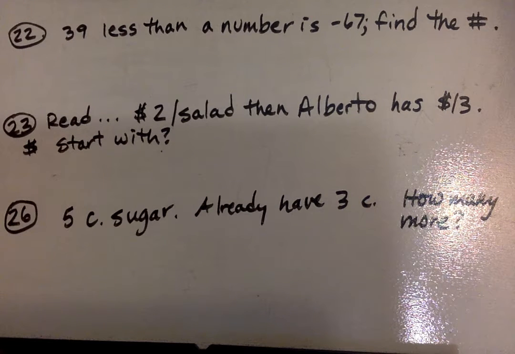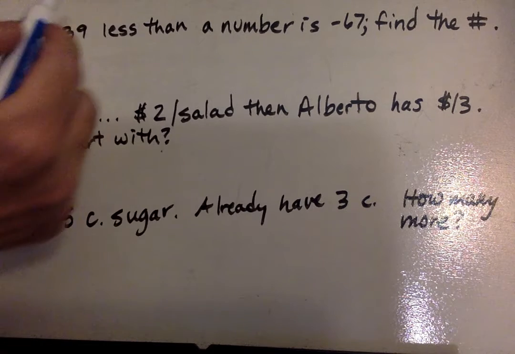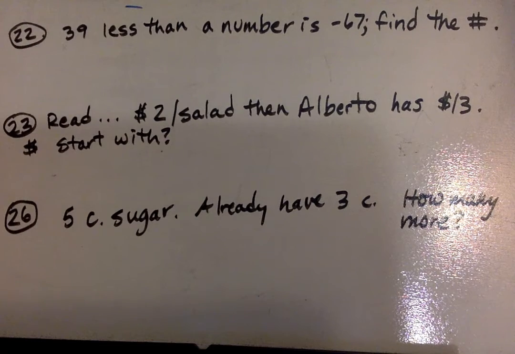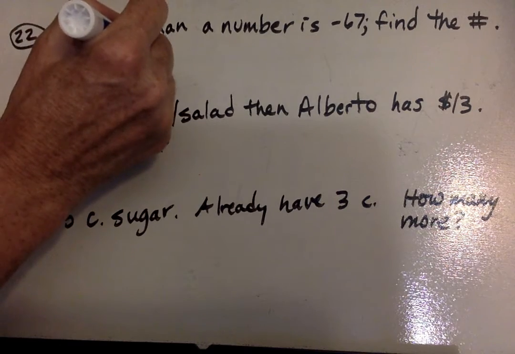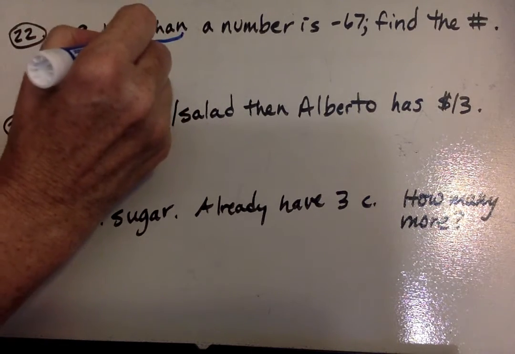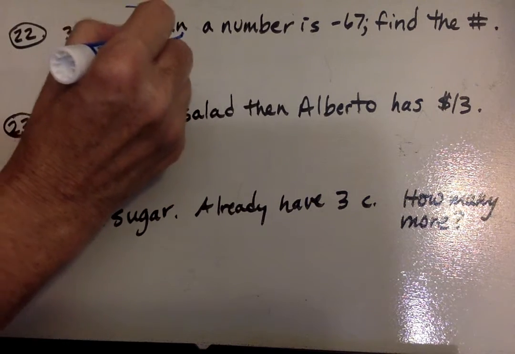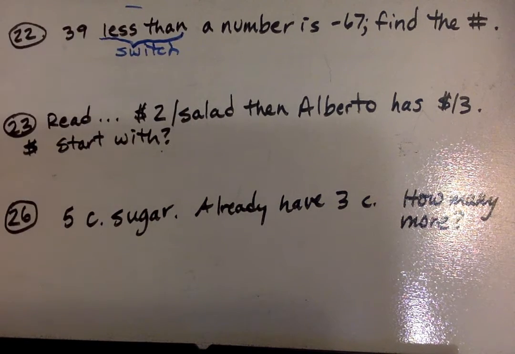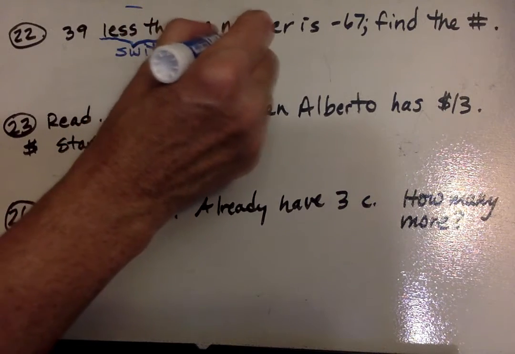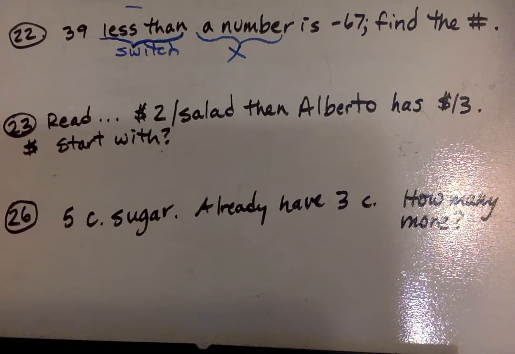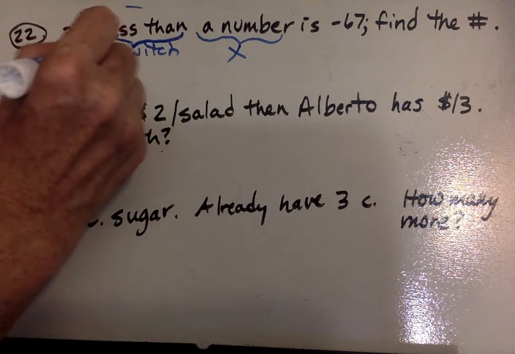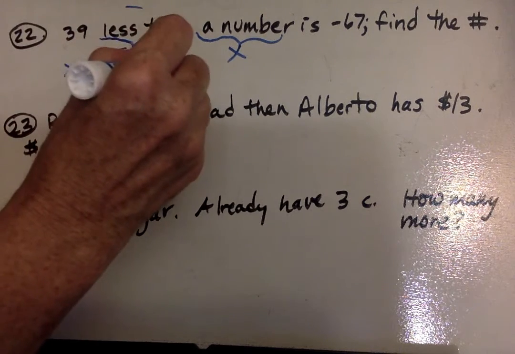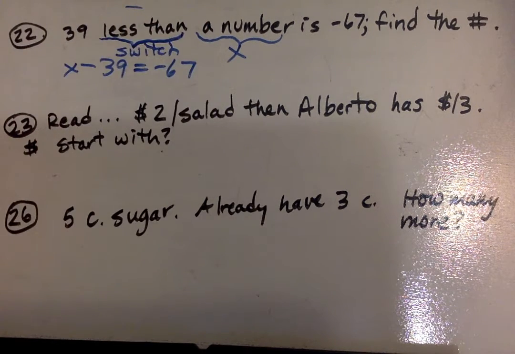So number 2, 39 less than a number is negative 67. Find the number. Now, normally when you have less than, you know it's minus, okay? So less than, you also have to think switch. So write that right on your paper. If it's just less, that's one thing. But if it's less than, you have to switch. So whatever number it is, we're going to put x because that's your variable. So we have to switch these. So we go x minus 39 equals negative 67. So there is our equation.